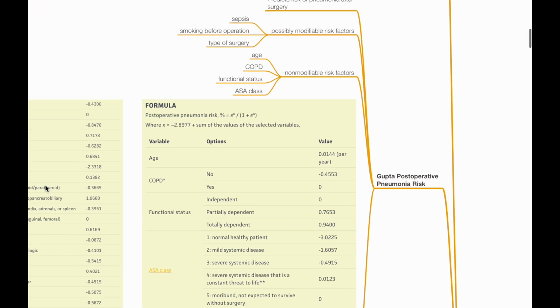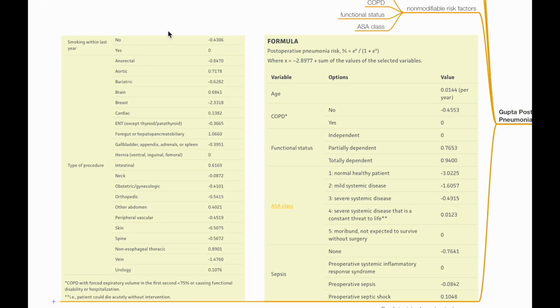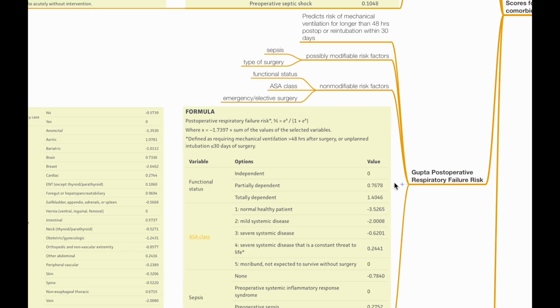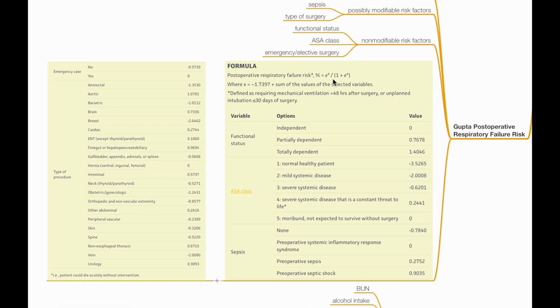The Gupta post-op pneumonia risk score predicts the risk of pneumonia after surgery. The formula for post-op pneumonia risk calculation is included here. Variables include age, COPD, functional status, ASA class, sepsis, smoking, and type of procedure. Gupta post-op respiratory failure risk calculation predicts the risk of mechanical ventilation for longer than 48 hours post-op or re-intubation within 30 days. The formula for calculating post-op respiratory failure risk is included here. Variables include functional status, ASA class, sepsis, emergency case, and type of procedure.